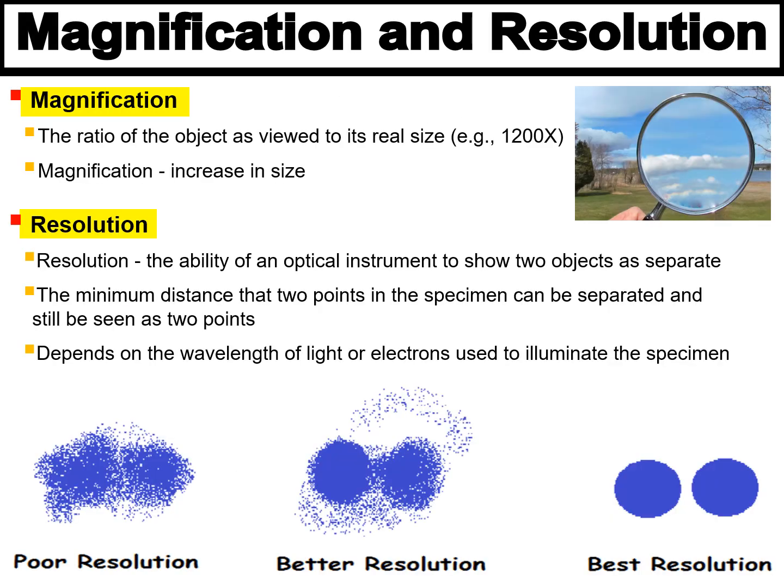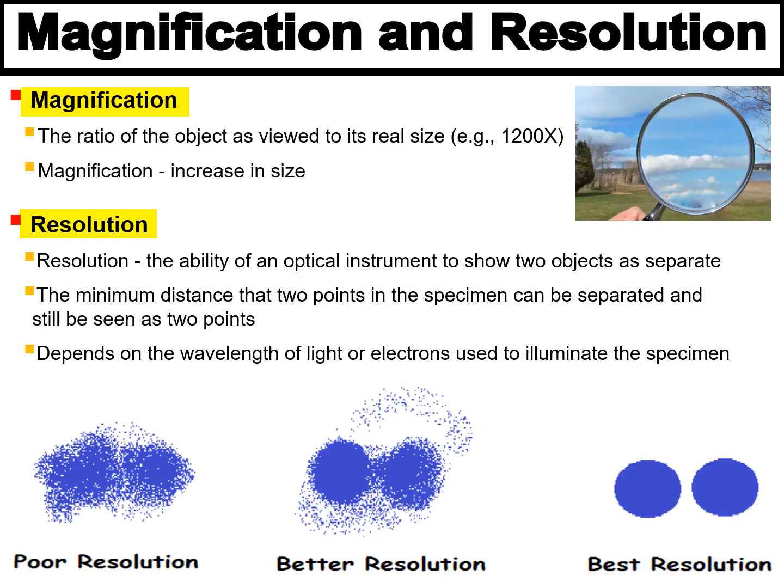The terms magnification and resolution are important terms when dealing with the microscope, and terms you should know for Exam 2. Magnification refers to an increase in size of an image. Resolution is the ability of an optical instrument to show two objects as separate. Resolution also refers to the ability to distinguish fine detail, and focuses on the clarity of an image.